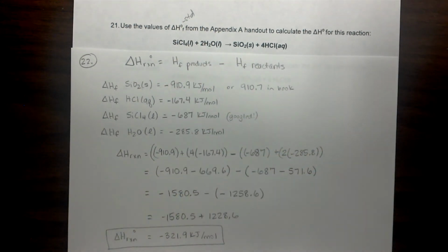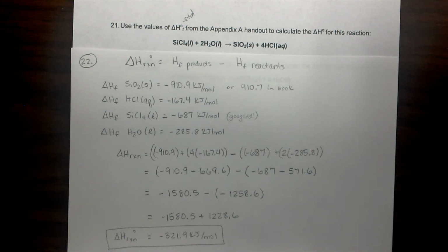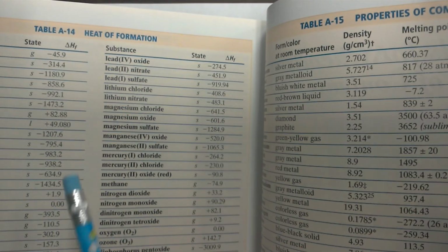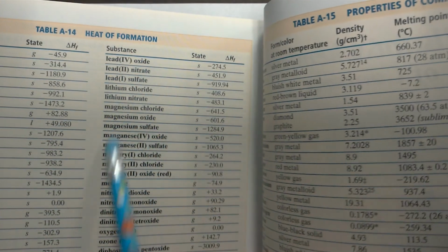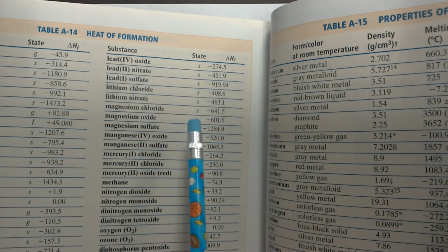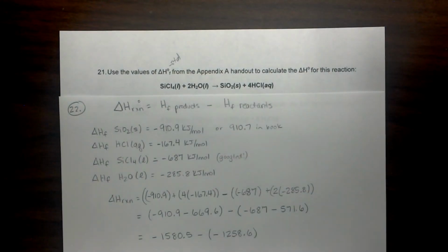Now you're going to use either Appendix A in your textbook, or you can Google a lot of these, or you can have a chart. So there's several different ways to get heat of formation information for different products. In this case, Appendix A has the standard heat of formation for several different products, and it also tells you what state it's in. So S is for solid, G is for gas, L is for liquid, and AQ is for aqueous.